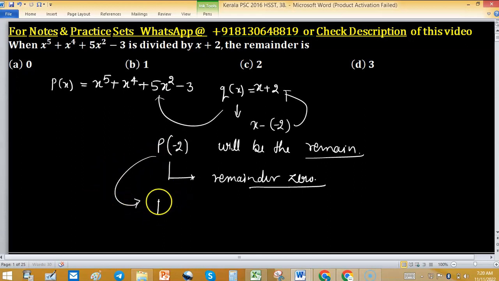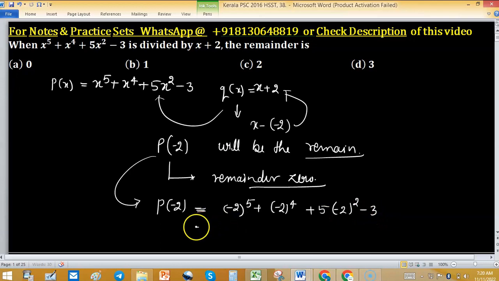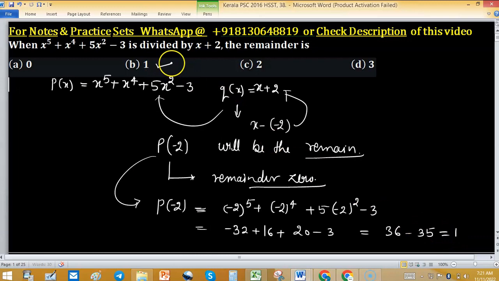Now put -2 in place of x in the given polynomial p(x). So (-2)^5 + (-2)^4 + 5(-2)^2 - 3. We have -32 + 16 + 20 - 3. This equals 36 minus 35, which equals 1. Option B is correct.